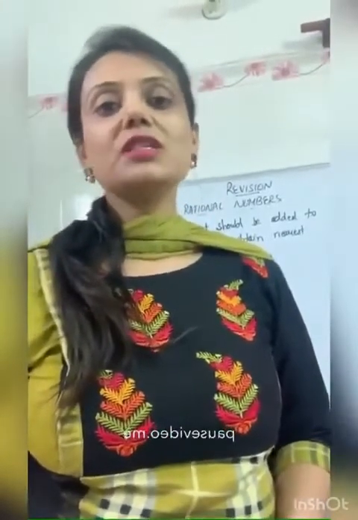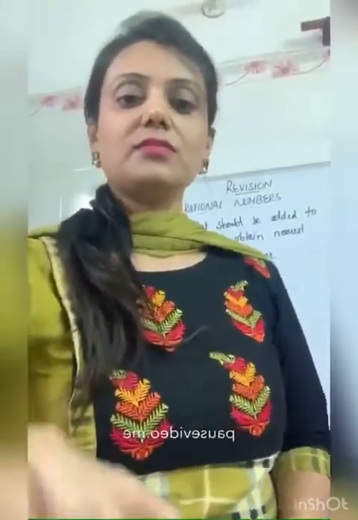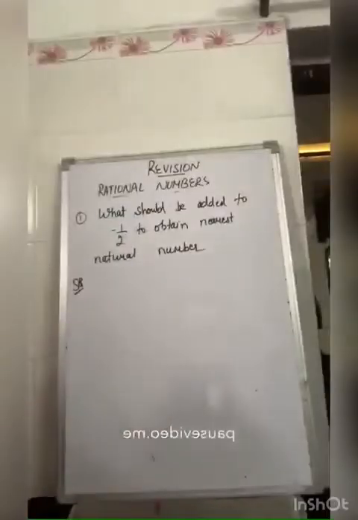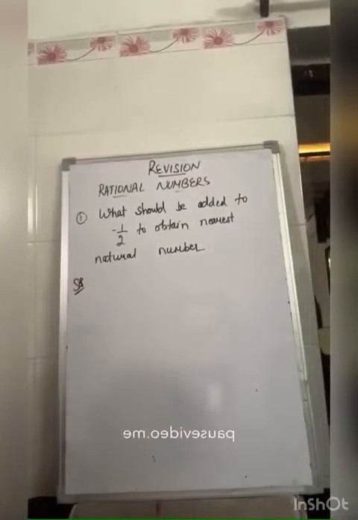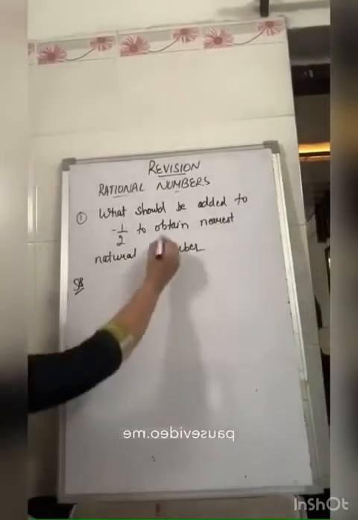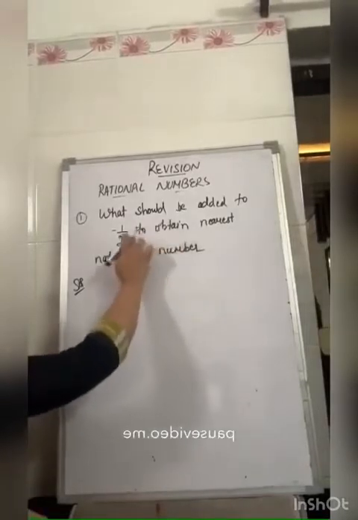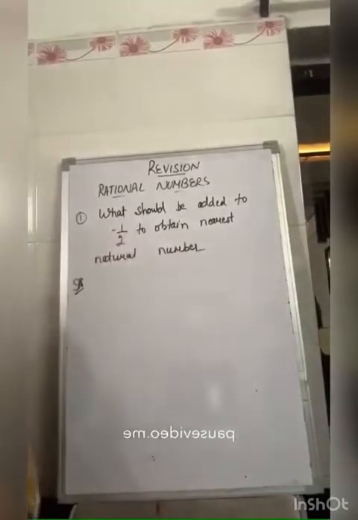Students, let's continue with the revision of the assignment of chapter number 9, Rational Numbers. So, beta, here is the question from the assignment of rational numbers. What should be added to minus 1 by 2 to obtain the nearest natural number? Now, what we have to do? We have to add something to minus 1 by 2 to obtain the nearest natural number.